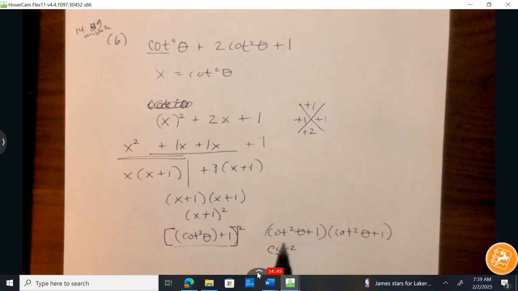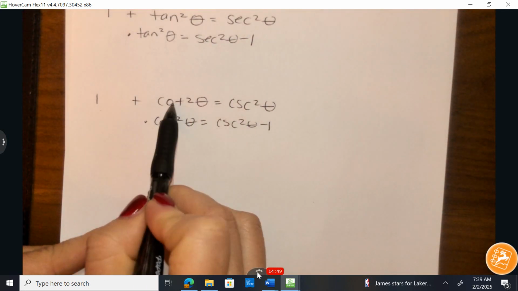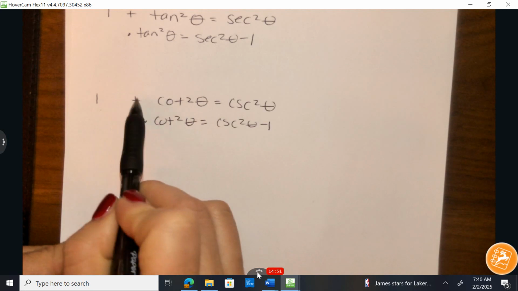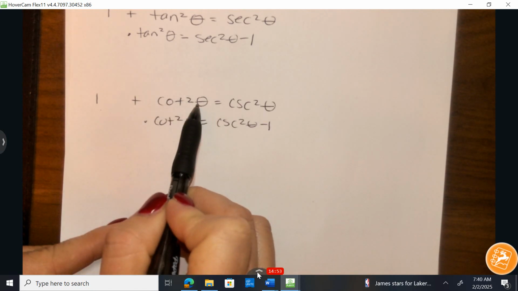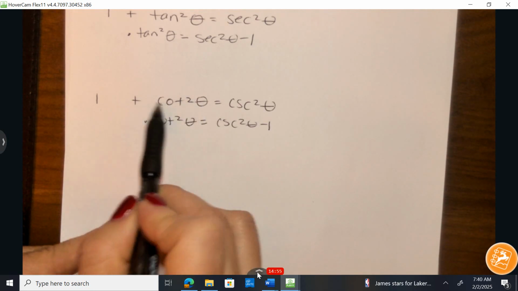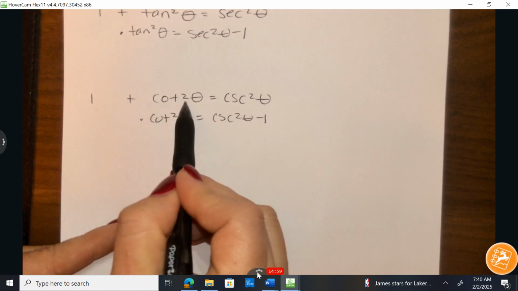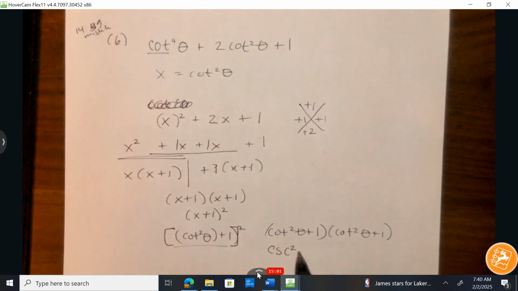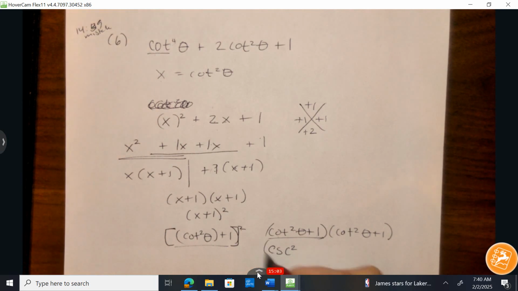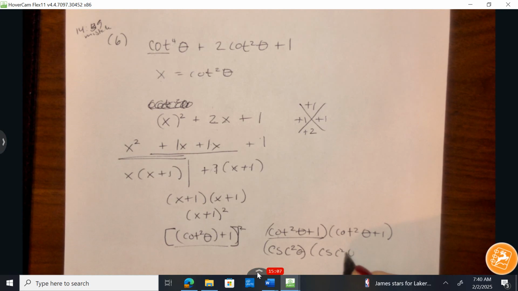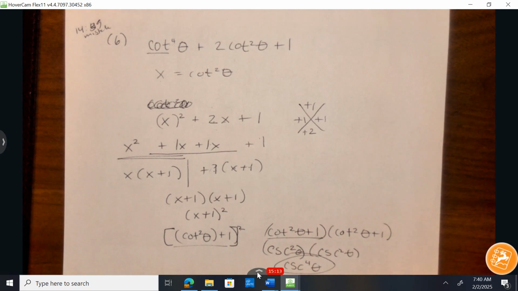I recognize that cotangent squared theta plus 1 is the same as 1 plus cotangent squared theta. 1 plus cotangent squared theta is the same as cotangent squared theta plus 1, right? I just flipped the 1 and the cotangent squared. Well, they are equivalent to cosecant squared. So this is equal to cosecant squared theta, and this is equal to cosecant squared theta. Cosecant squared theta times cosecant squared theta. Keep the base, we add the exponents.